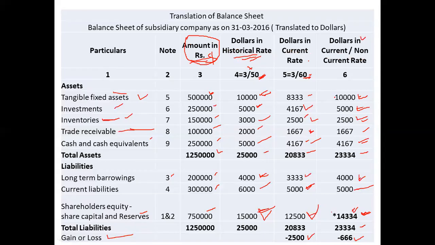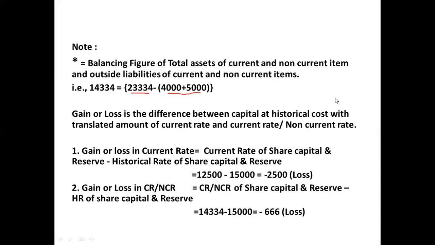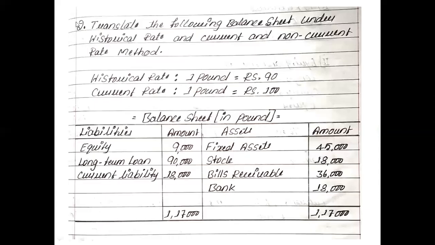We will also look at one problem on conversion of rupees to dollar. This problem was asked in 2015. Translate the following balance sheet under historical rate and current and non-current rate method. Historical rate: 1 pound equals rupees 90. Current rate: 1 pound equals rupees 100. The balance sheet is in pound.